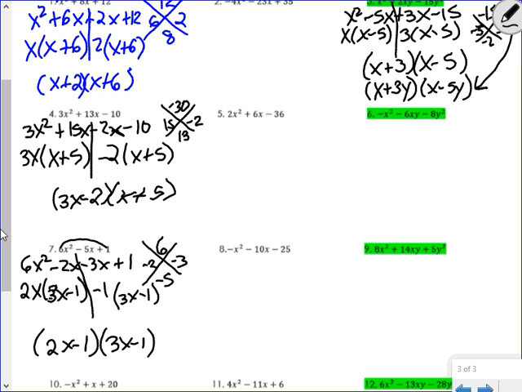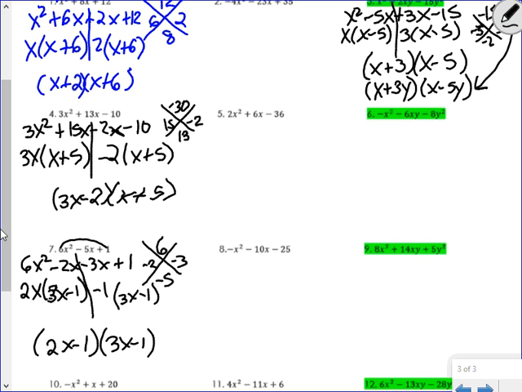I also get a very common question: does it matter which one of the parentheses you write first? And the answer is no. You could write 3x minus 2 and then x plus 5, or you could write x plus 5 first and then 3x minus 2. It doesn't matter which set of parentheses you write first. Alright, which one is next?